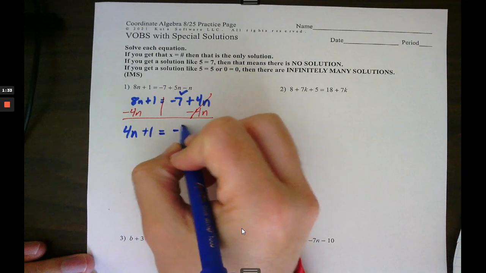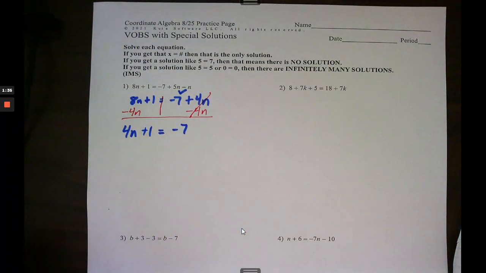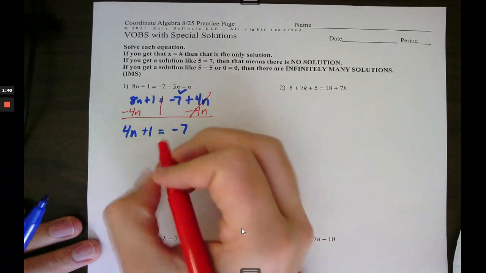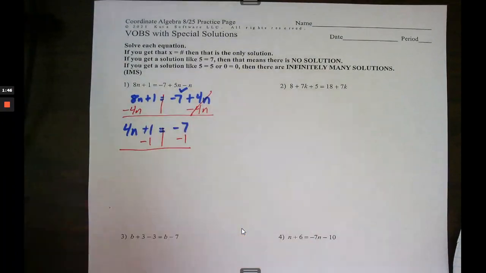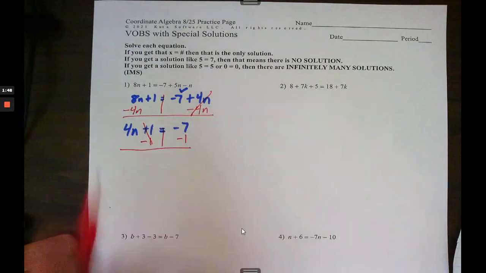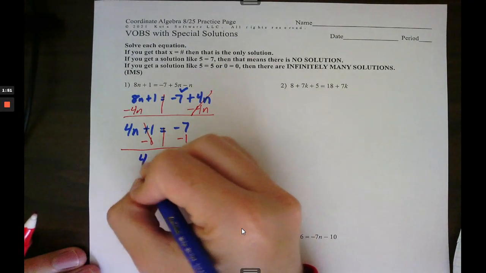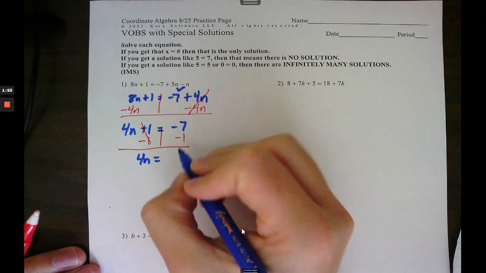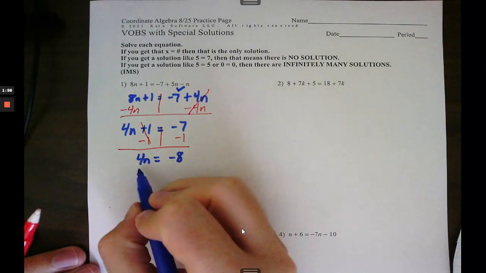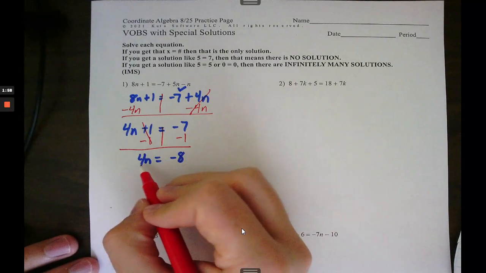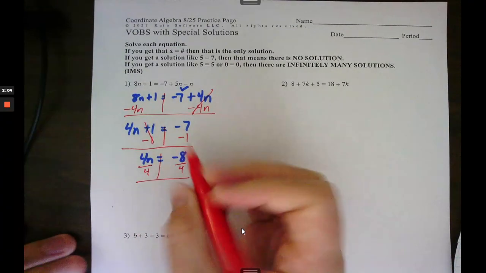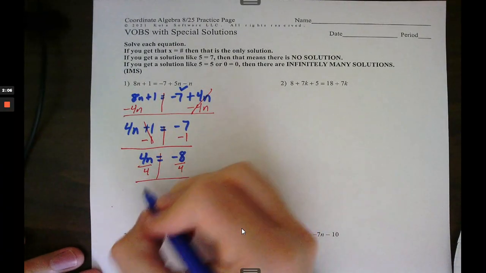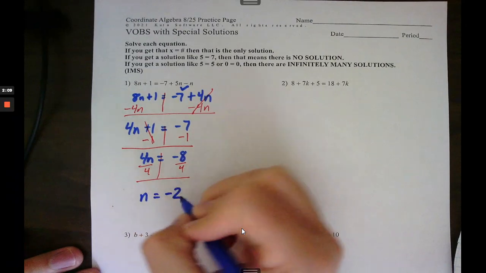equals negative 7. Then I need to start undoing terms, or using inverse operations, to get the n by itself. So I subtract 1. 1 minus 1 cancels out, and I'm left with 4n equals negative 7 minus 1, which is negative 8. The next step would be to get rid of that 4. It's connected by multiplication, so I need to divide. And I end up with n equals negative 2.